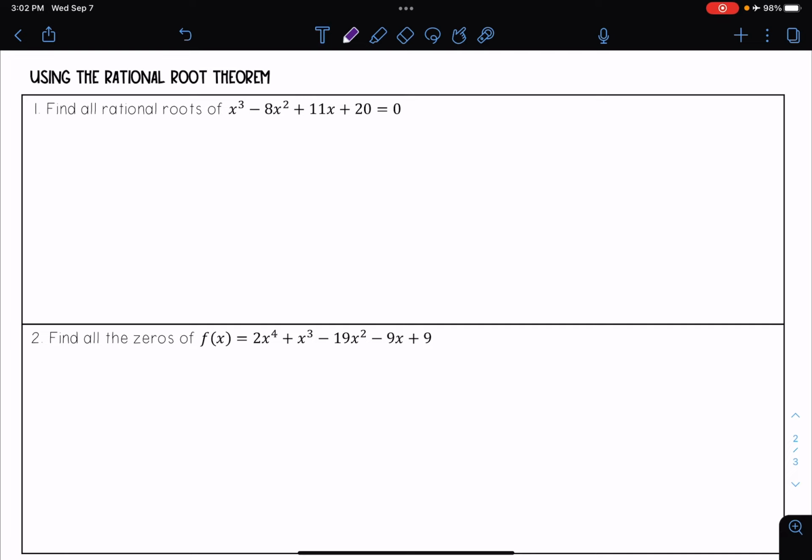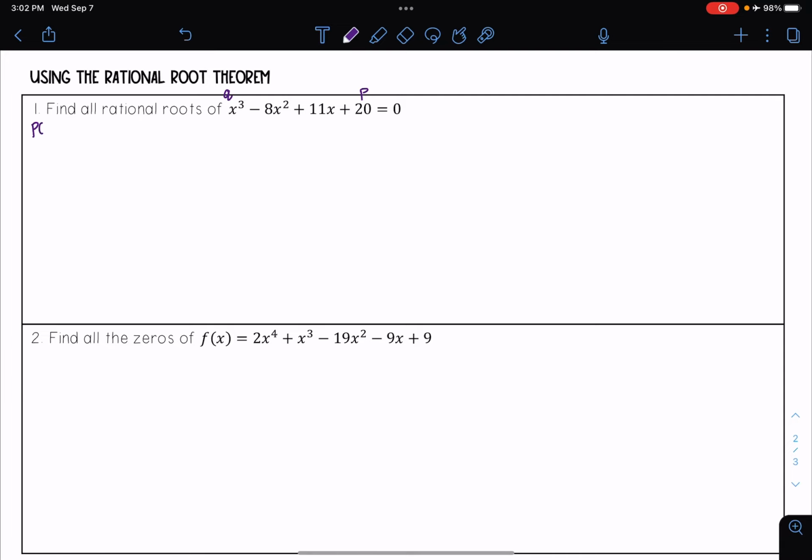Number 1, I want to find all rational roots of x cubed minus 8x squared plus 11x plus 20. So my first step is I want to find some possible roots. And so I'm going to label what my p and q is. My p here is 20 and my q is 1. So that means my possible roots are going to be p over q. But since my q is 1, my possible roots are really just going to be my factors of p.